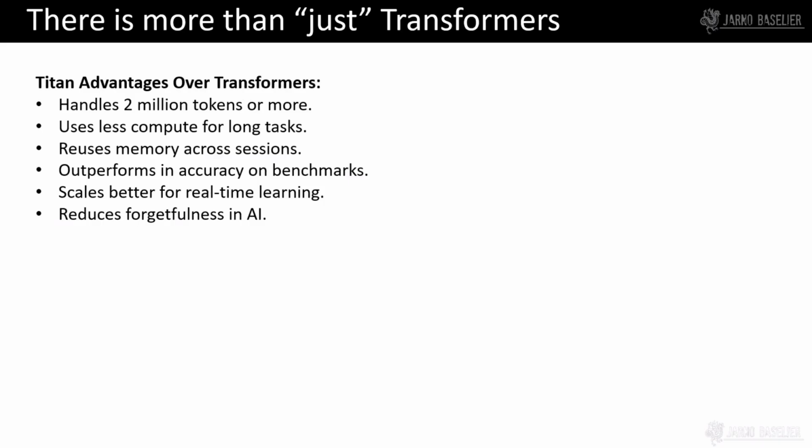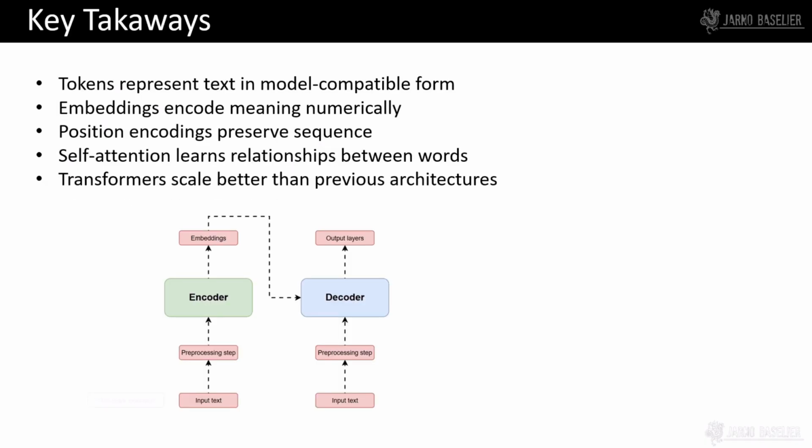The Titans advantages over transformers. Well, it handles 2 million tokens at once. It uses less compute for long tasks. It reuses memory across sessions. It outperforms in accuracy on benchmarks. It scales better for long-term learning, and it reduces forgetfulness in AI. So a lot of advantages.